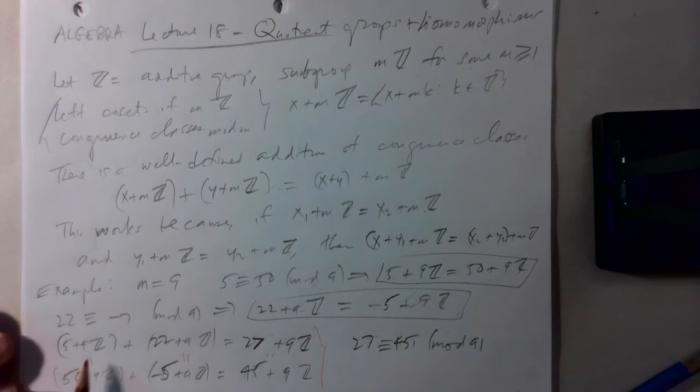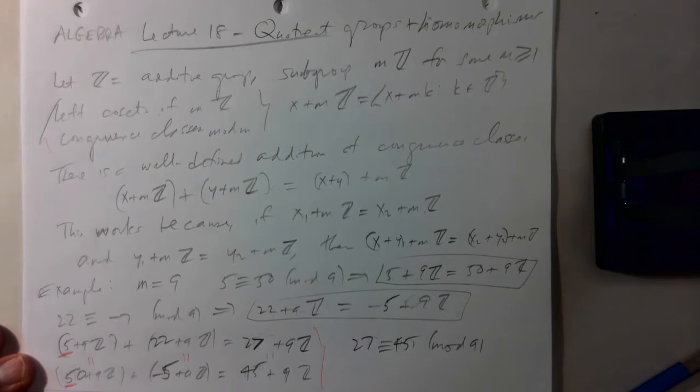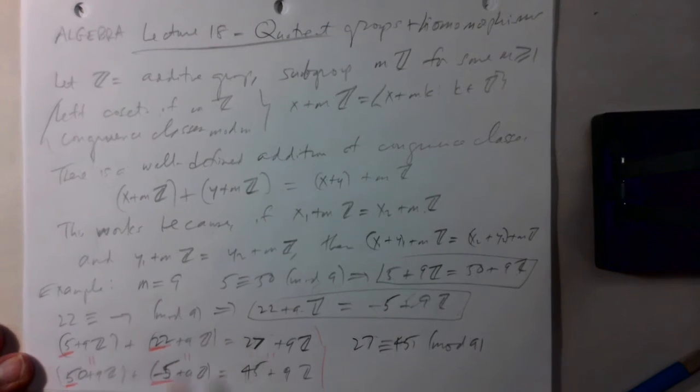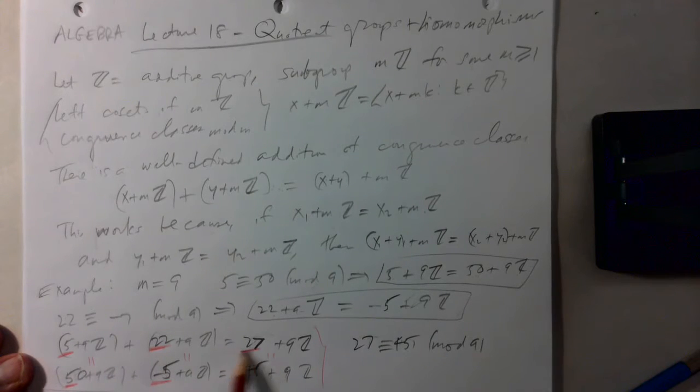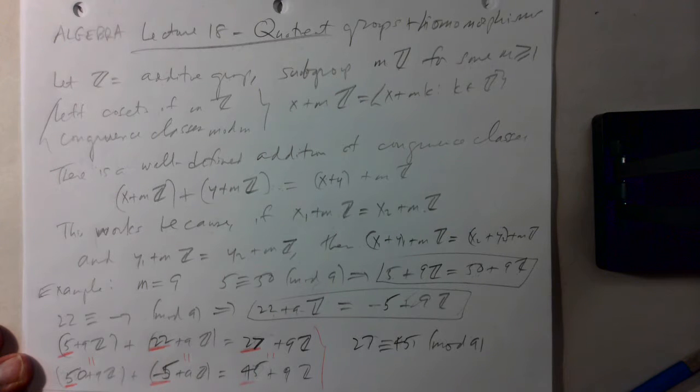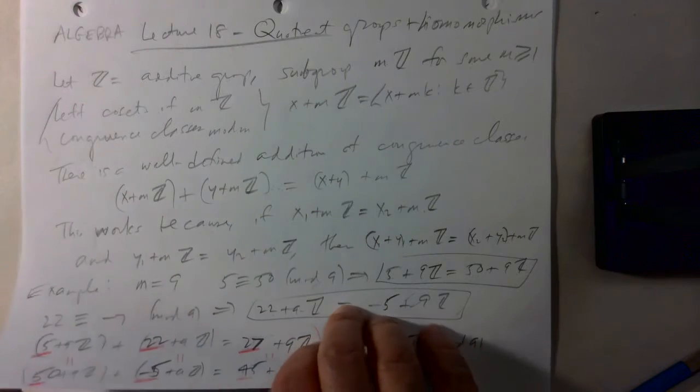So here I take one congruence class. I could represent it with a 5 or with a 50. Here's a second congruence class. I could represent it with a 22 or a minus 5. When I add, here I get 27, here I get 45. These are different representatives, different elements in the congruence class that I'm choosing to represent the congruence class. But it's the same congruence class. So this addition is well defined. Okay, that was hard.